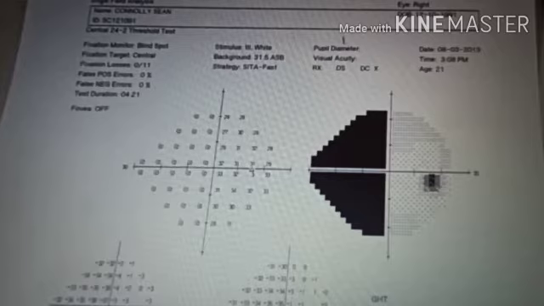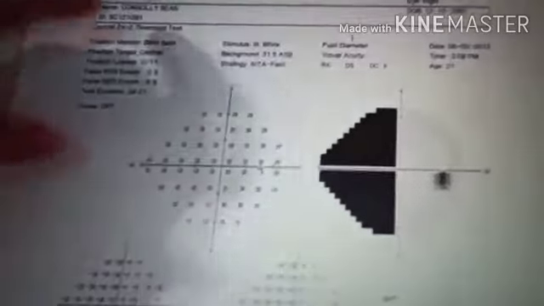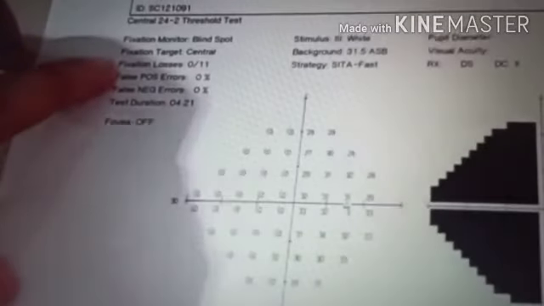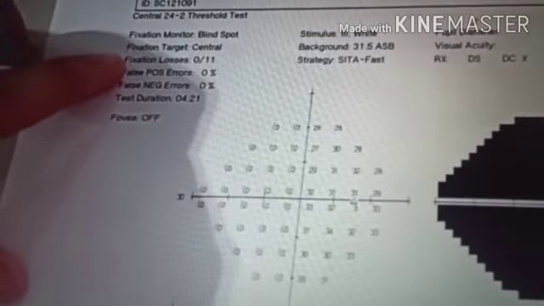In this video, I'll show you how to interpret an HFA report. So the first thing you have to notice is the patient's name, if it is correct or not. Then comes the date of birth of the patient. Then comes the reliability parameters, which are false positive error, fixation loss and false negative error.